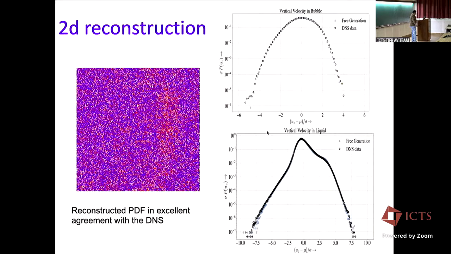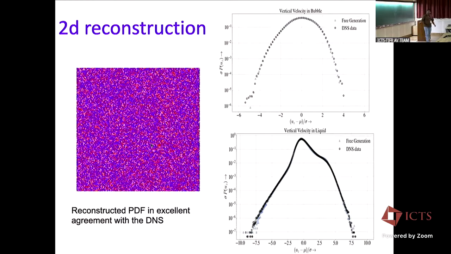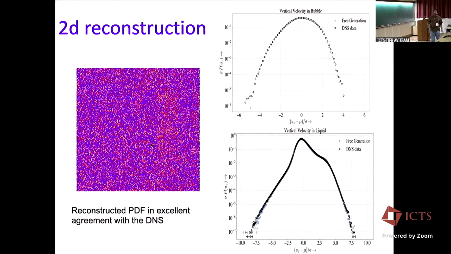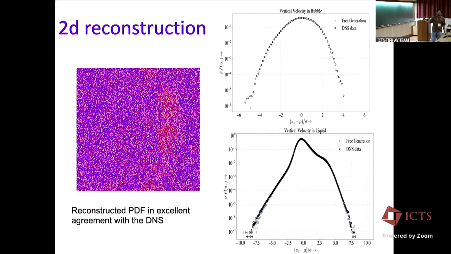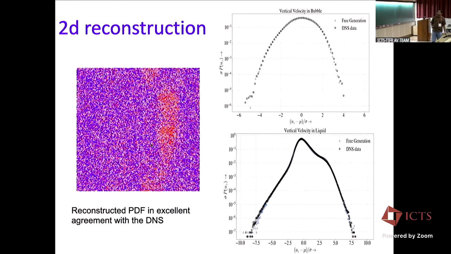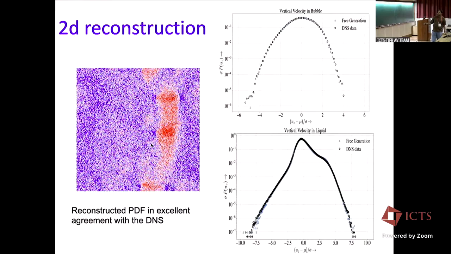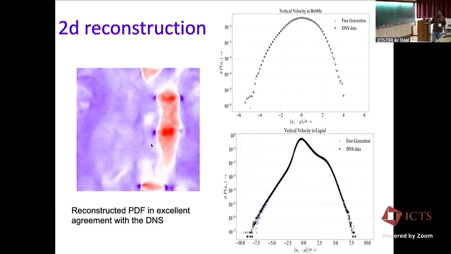So you can do the 2D reconstruction. Let's say you start from noise, you would see all of a sudden bubbles start to appear, and then there is some wake of it. And if you look at the vertical velocity profile, you aren't able to distinguish between whatever is generated from the diffusion model, and the circles, which are the DNS data. Similarly, this is vertical velocity inside the bubble, and this is the vertical velocity in the liquid. The two agree fairly well.